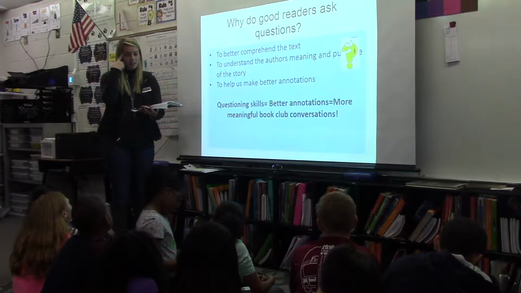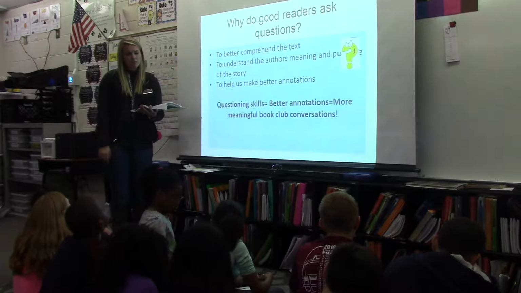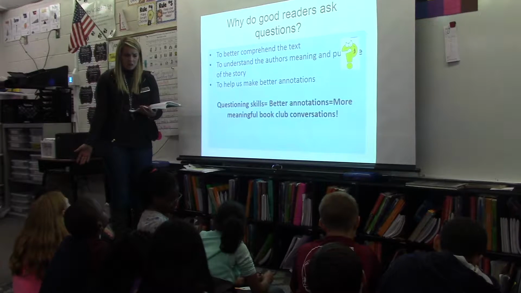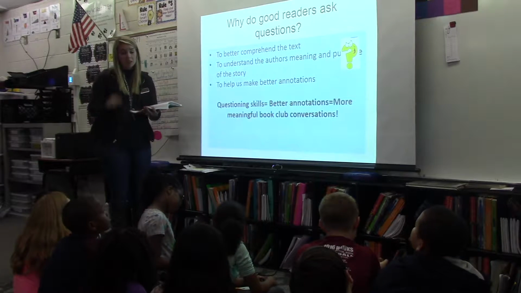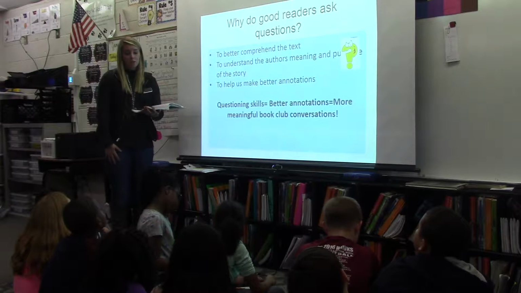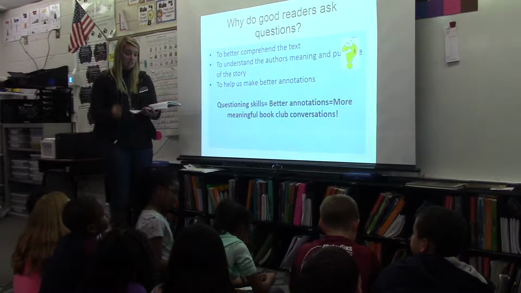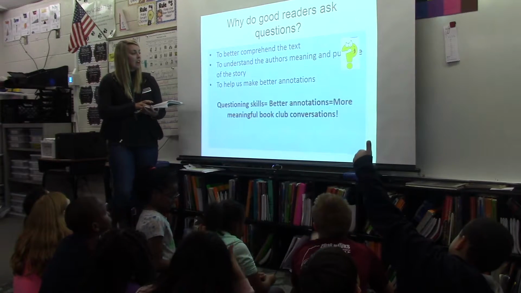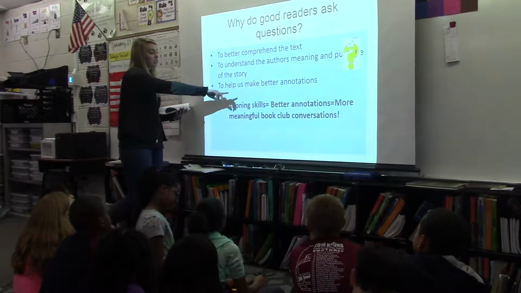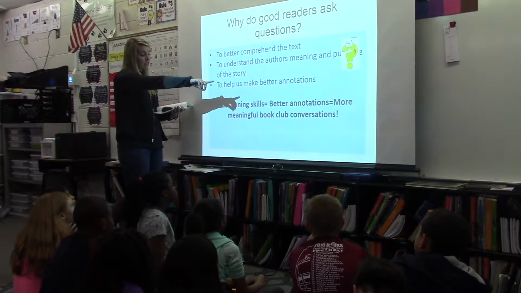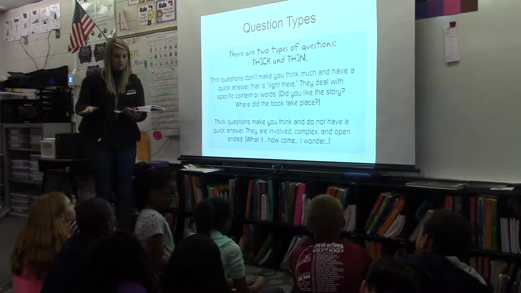So when I'm asking myself thick and thin questions, I say, hey, why did the author say it this way? Why did the author put that part in the book? What does it matter if that part's in the book? I'm not sure. But if I write it down in my annotations and bring it to book club, it allows me to have a more meaningful book club conversation, right? Which we found out while we've been practicing it all week. Yes? Yes, no, maybe so. Agree? All right, so we talked about this. What I wanted you to think of was questioning skills equal better annotations equals more meaningful book conversations. So that's kind of our slogan for the week.